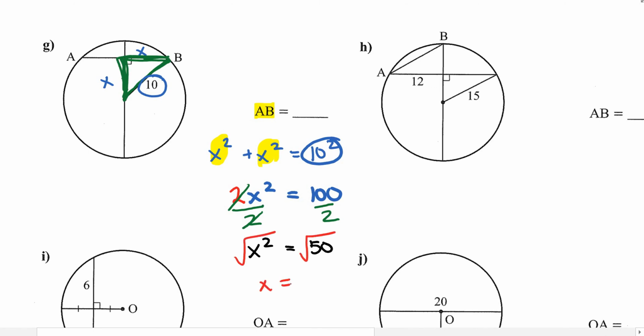And the square root of 50, let me just calculate that right away. So the square root of 50 is going to be 7.07. Okay, so what we just found there is this length right here in blue is going to be 7.07, and that means this value here also has to be 7.07. So if I just double up my answer there, it's going to be 14.14. That is the length of chord AB. All right, so that one wasn't too bad.